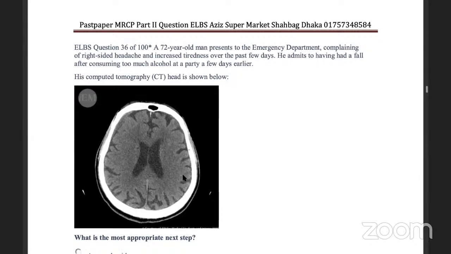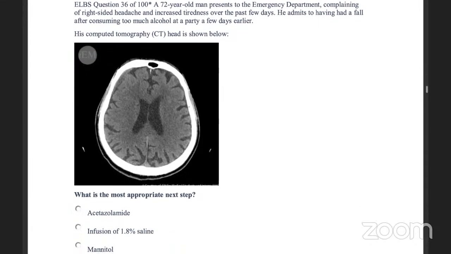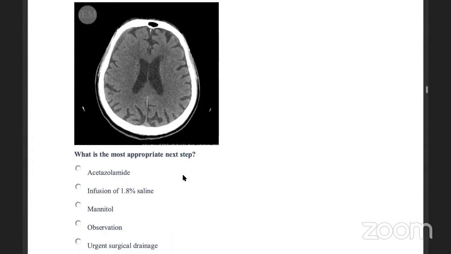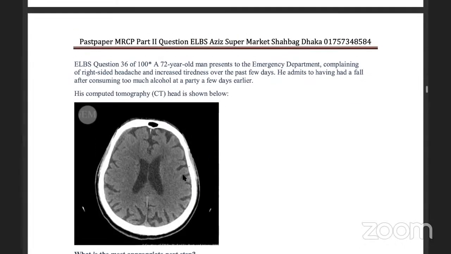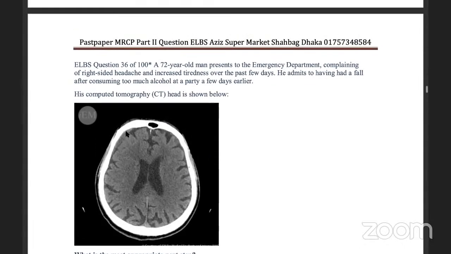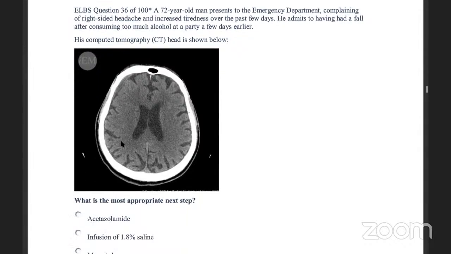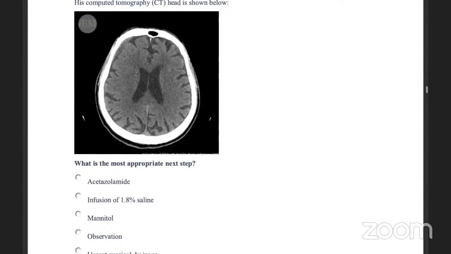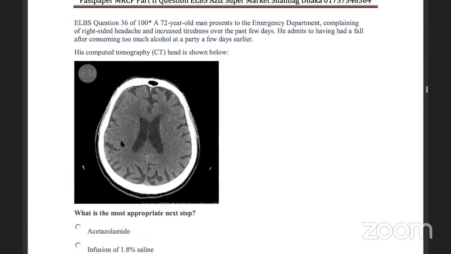What is the most appropriate next step? Surgery? Subacute SDH, no need, I guess. Observation, if you ask me, it's very tiny. No, not very tiny. Is any symptom there?